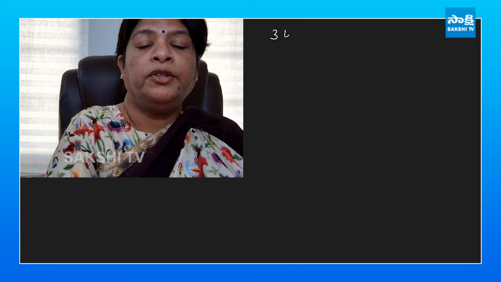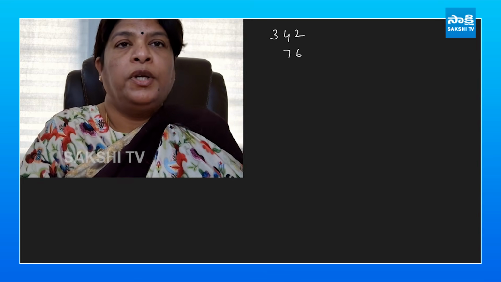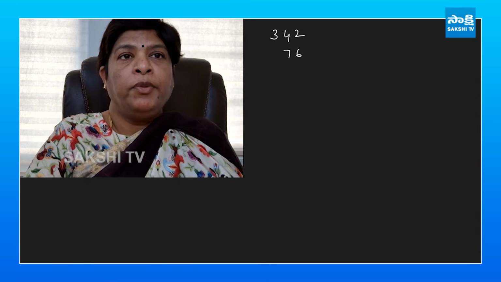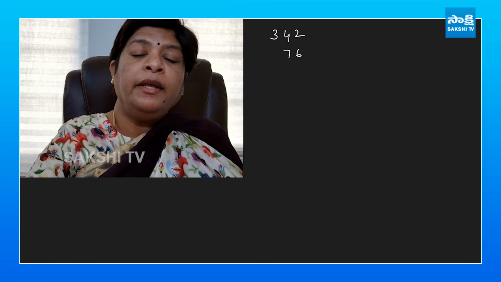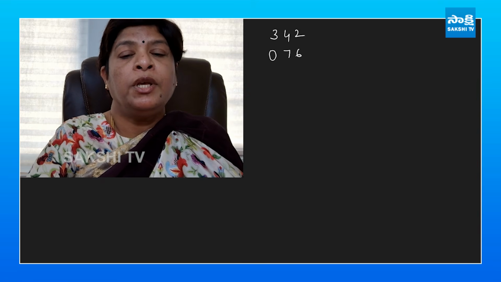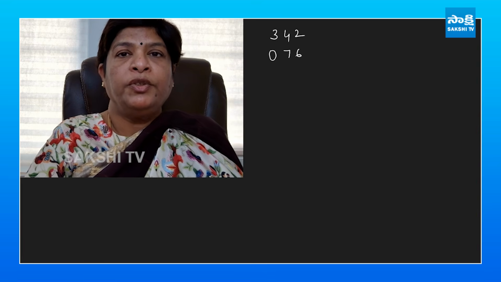Let's multiply 342 with 76. So here 342 is a 3-digit number while 76 is a 2-digit number. All that you have to do is add a leading 0 in front of 76, which is a 2-digit number, to make it look like a 3-digit number. Now since both the numbers have 3 digits, we can apply the Urdhva Tiryak Sutra.